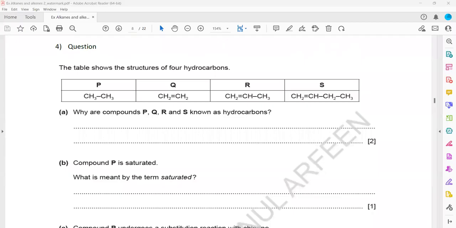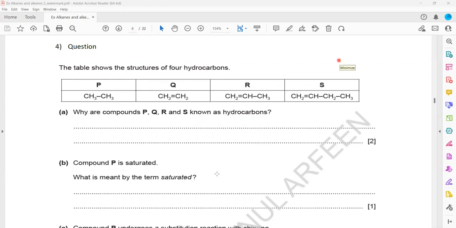So this whole exercise is related to alkanes and alkenes and some reactions of alkane and alkene, as well as drawing the isomers. The table shows the structure of four hydrocarbons, named P, Q, R, and S. The question is, why are compounds P, Q, R, and S known as hydrocarbons? Why do we call them hydrocarbons? What is the reason? Their molecules contain carbon and hydrogen only.